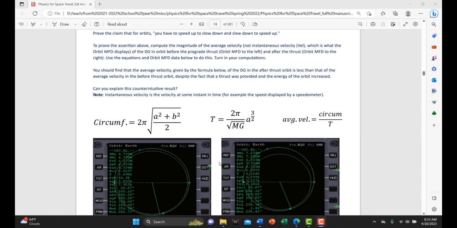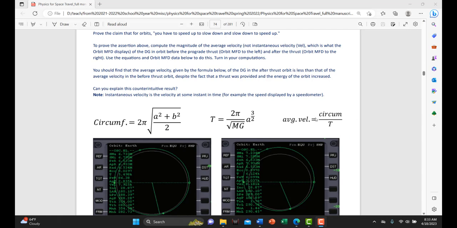Okay, so this has got a higher energy than this, but the average velocity of this orbit is less than this orbit. So that might seem counterintuitive because you're looking here that the instantaneous velocity has increased. So I want you to prove that to yourself. I want you to go ahead and compute this value right here.